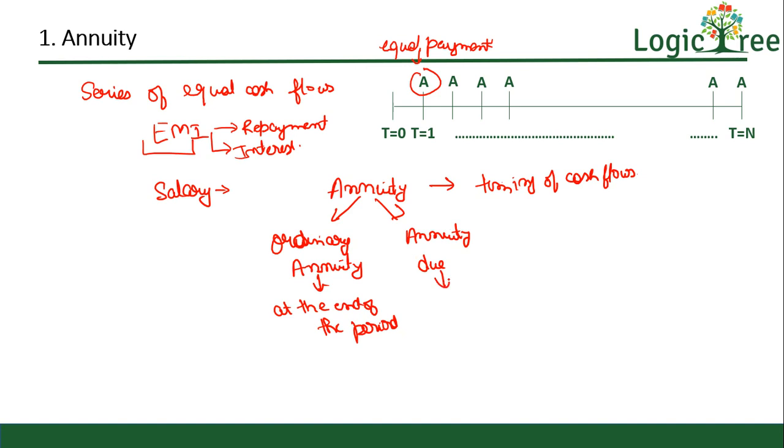While in annuity due, we receive the payment at the start of the period. An example of ordinary annuity is your salary. So you work for the whole month and you receive the salary on the last working day of the month. While an example of annuity due is your EMI. So you pay your EMI at the start of the month, while salary is the payment you receive at the end of the period.